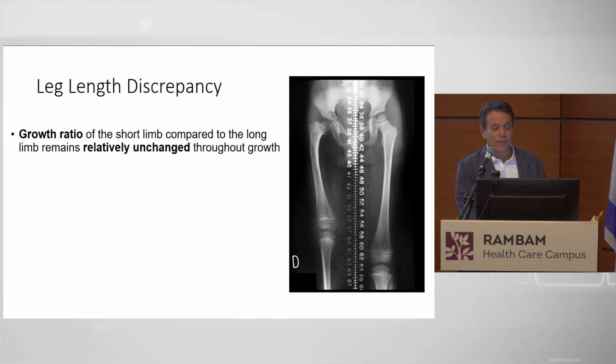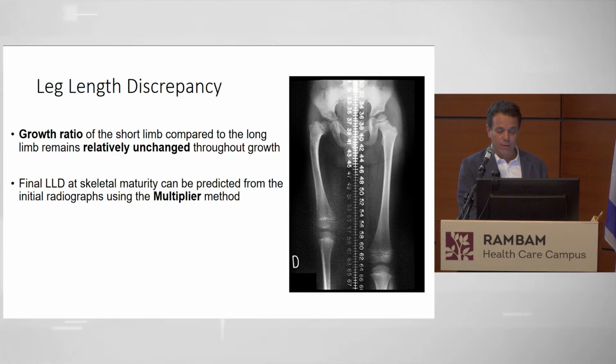Regarding length discrepancy, the growth ratio of the short limb compared to the long limb remains relatively unchanged throughout growth. And this is a very important component, a principle, because final LLD, at skeletal maturity, can be predicted from the initial radiograph using the multiplier method that we will elaborate on later as well.